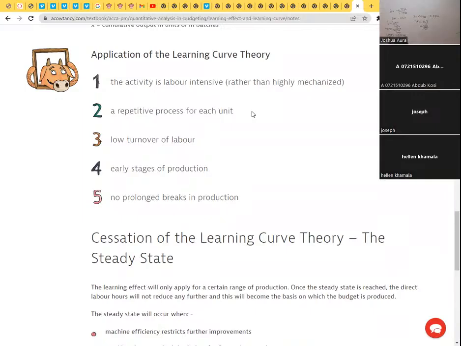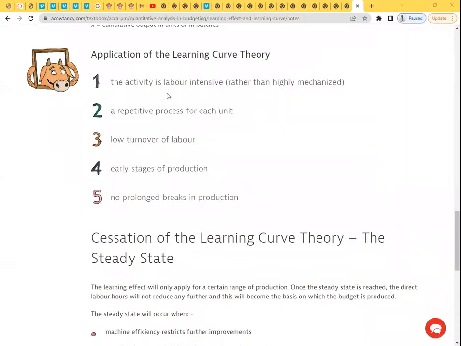So then when do we get to apply these learning curves? Number one, if the activity is labor intensive. Remember, if it's machines that are producing, machines will always tend to have a constant production time. If it is a human being doing it manually, this work can have a learning curve from unit number 1 to unit number 2. The subsequent units will always take a shorter time because of the experience. So the activity has to be a manual activity or labor intensive.